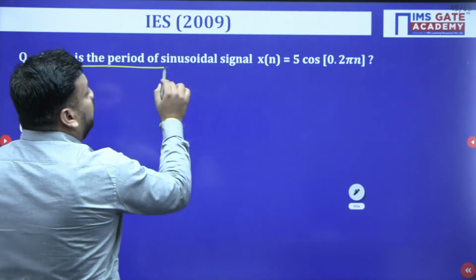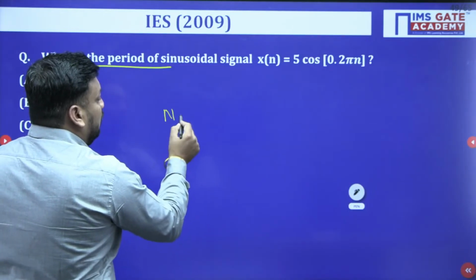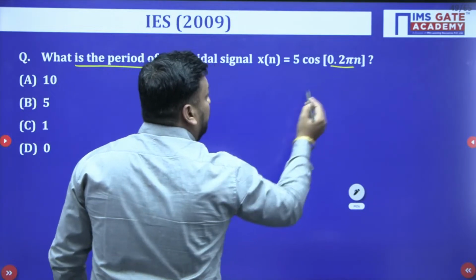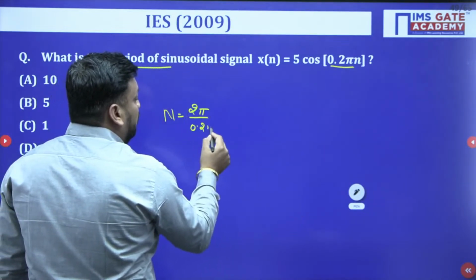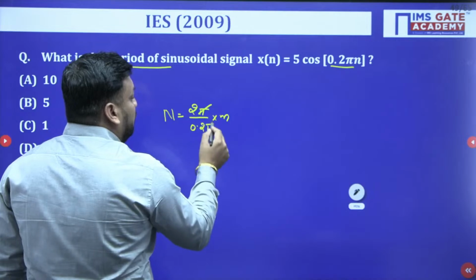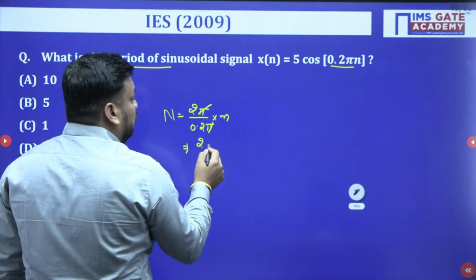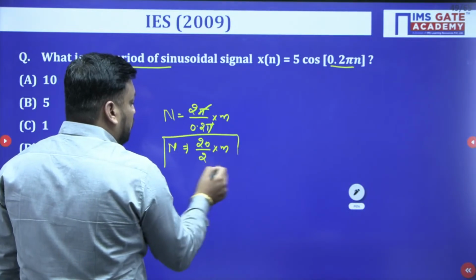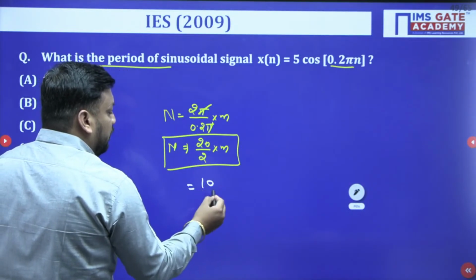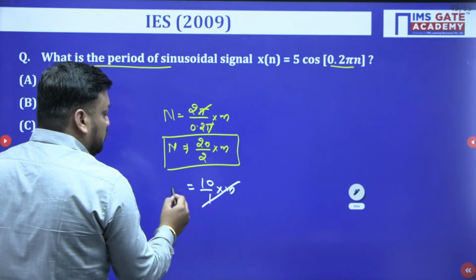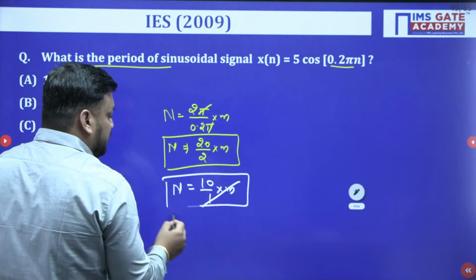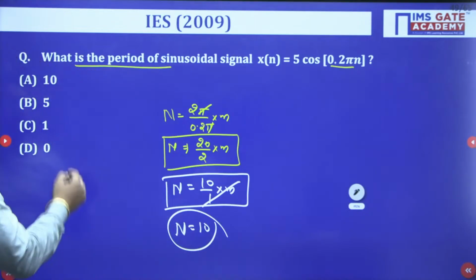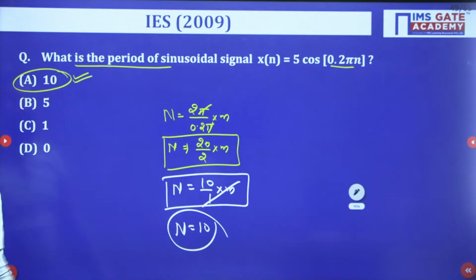What is the period for the sinusoidal signal x of n? N is equal to 2 pi upon omega 0. What is omega 0? It is 0.2 pi, so we write 0.2 pi into small m. Pi cancels out, so it is 20 upon 2 into small m. When you cancel this out, you get 10 upon 1 into m. So capital N is equal to 10 only. It means the correct answer is option A.